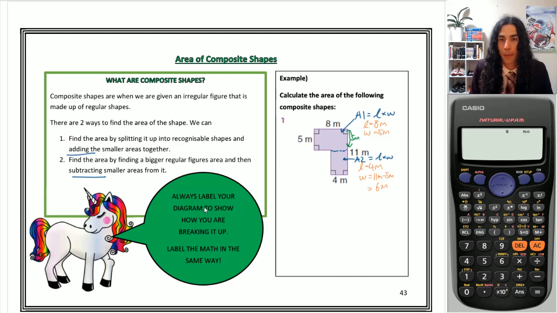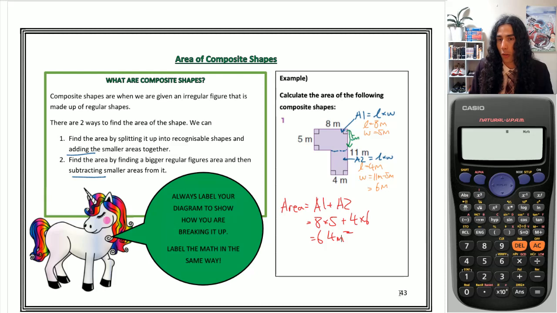Okay, so now I can just do it in one step. Go in red. Area of the whole thing is A1 plus A2. And the area of the top one is 8 by 5, and the bottom one is 4 by 6. The calculator can do the rest from here, but that's 40 plus 24, it's 64. And it'll be meters squared.